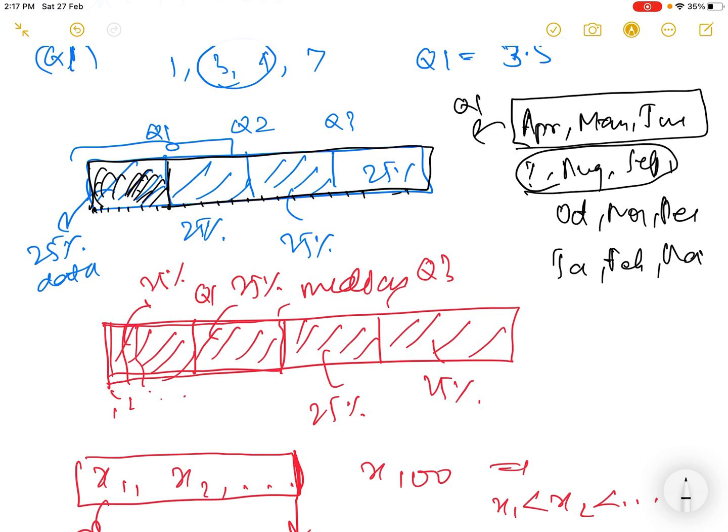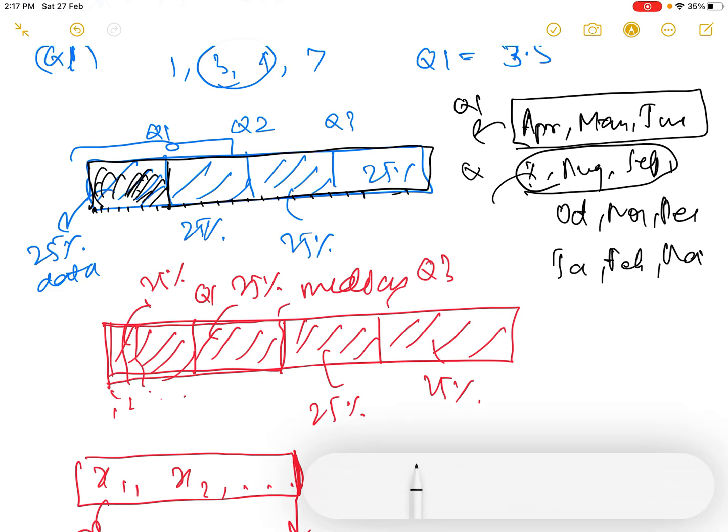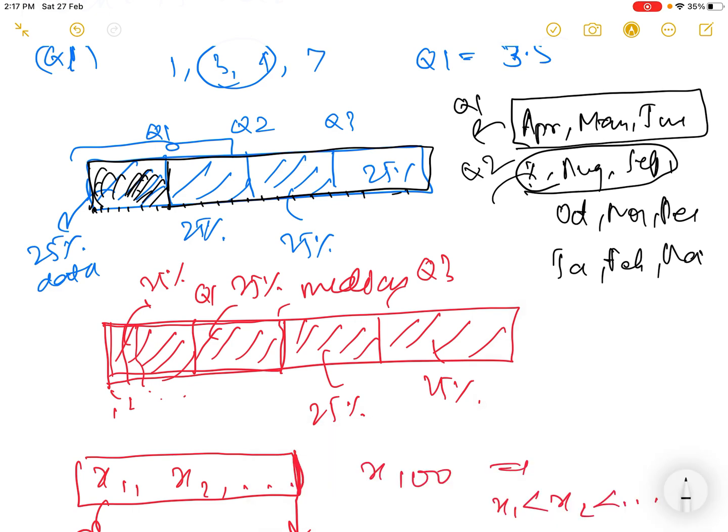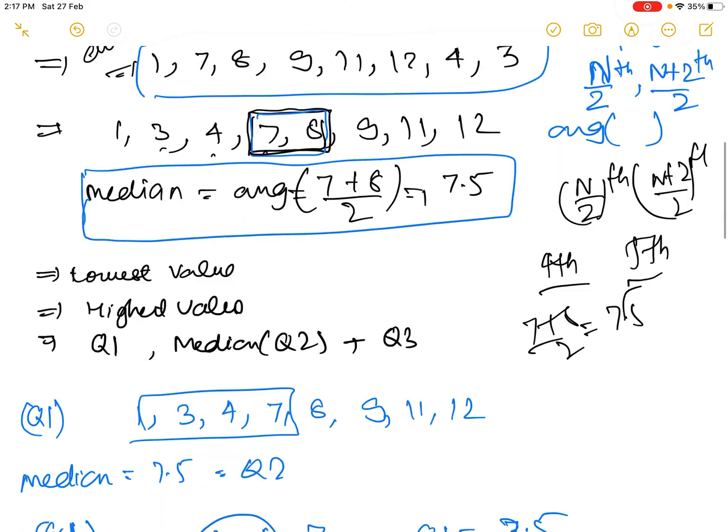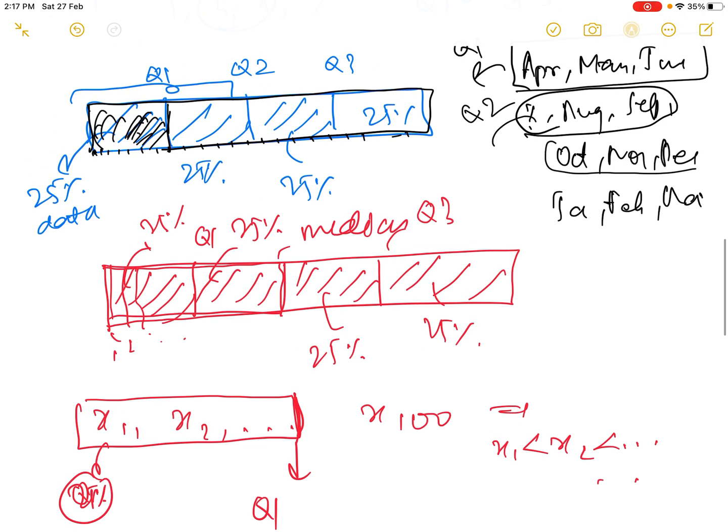July, August, September will be your quarter two, and October, November, December will be your quarter three, and January, February, March will be your quarter four. So if you understand this, your total number of data points were 12.